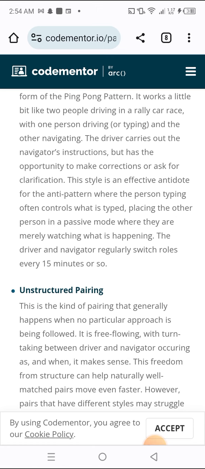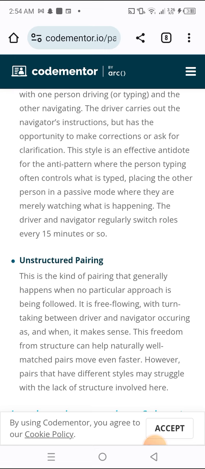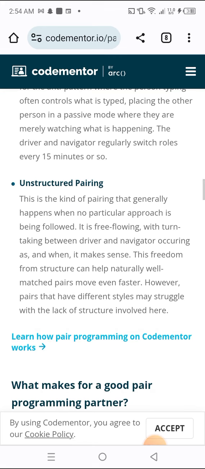Unstructured pairing. This is the kind of pairing that generally happens when no particular approach is being followed. It is free-flowing, with turn-taking between driver and navigator occurring as and when it makes sense. This freedom from structure can help naturally well-matched pairs move even faster. However, pairs that have different styles may struggle with the lack of structure involved here.